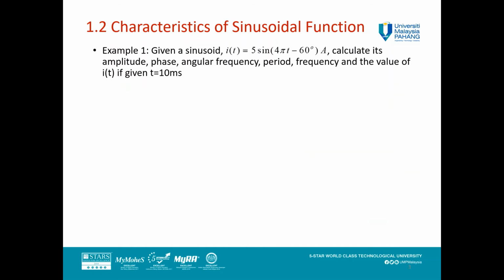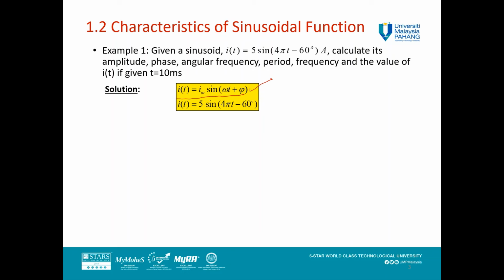Okay, contoh yang pertama. Example 1. Given a sinusoid i(t) equals to 5 sin in bracket 4 pi t minus 60 degrees. In this question, it wants you to calculate the amplitude, phase, angular frequency, period T, frequency f, and the value of i(t) if given t equals to 10 milliseconds. Solution. It's given to you the equation. This is our reference equation, I m sin omega t plus phi. Very direct, very clear.